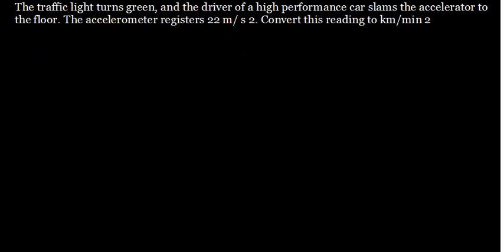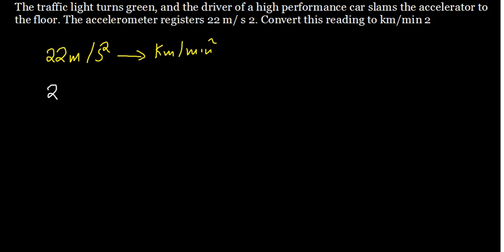The traffic light turns green and the driver of a high performance car slams the accelerator to the floor. The accelerometer registers 22 meters per second squared. Convert this value to kilometers per minute squared. Okay, this one actually even came in our test one. All right, so we want to convert meter per second squared to kilometer per minute squared.